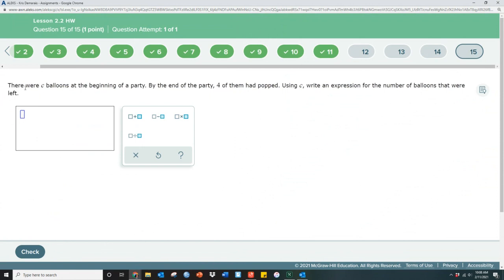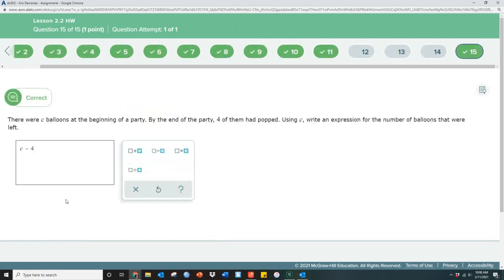All right, now here it says, there are C balloons at the beginning of the party. By the end of the party, 4 of them have popped. Using C, write an expression for the number of balloons that were left. Well, obviously, balloons being popped means that it's being subtracted, right? So I have to get C, because it's some number of balloons, minus the balloons that pop. And then that would be the expression that we need. Pretty self-explanatory. You can figure that out just by reading.